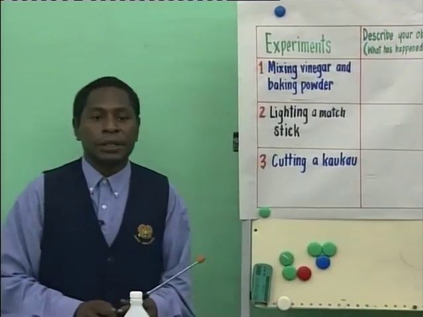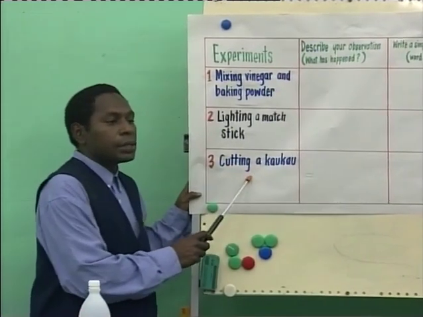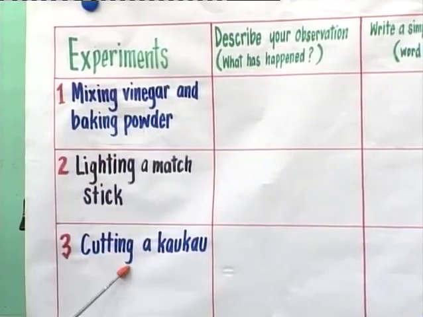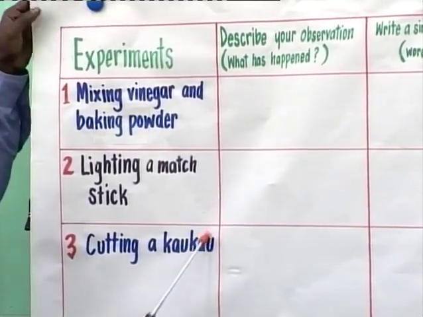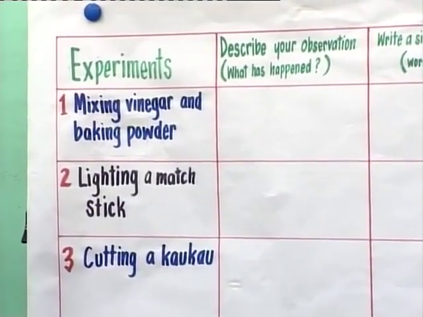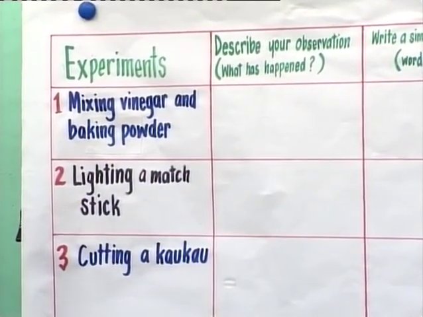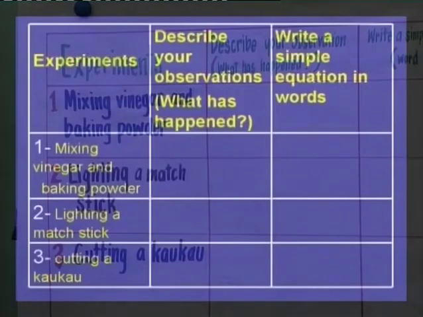Okay, let's verbally do the first one up here. Now, let's do the common one that occurs in our homes. I'm sure this is a common occurrence, probably at dinner time. Cutting a cow. Okay, so if we cut a cow, I would like you to think, describe your observation. What has happened after you cut a cow? And let's say the cow stays for 5 minutes. What do you think will happen?